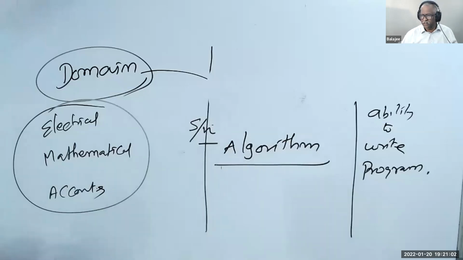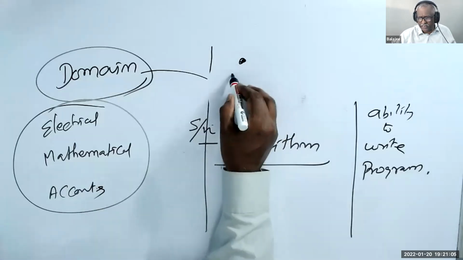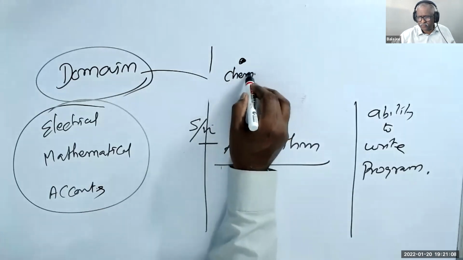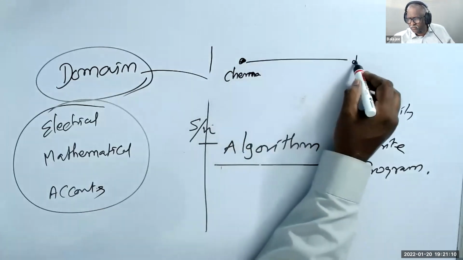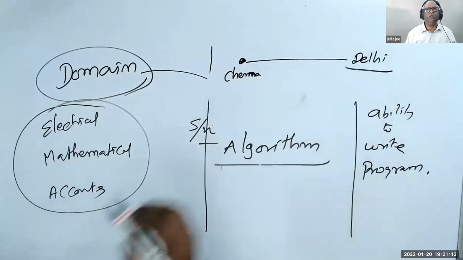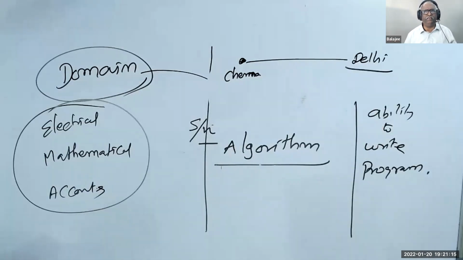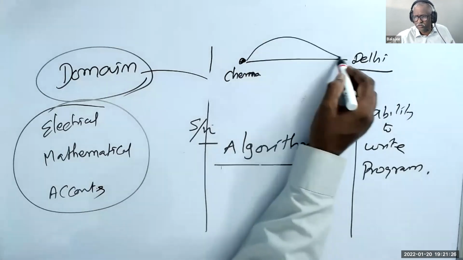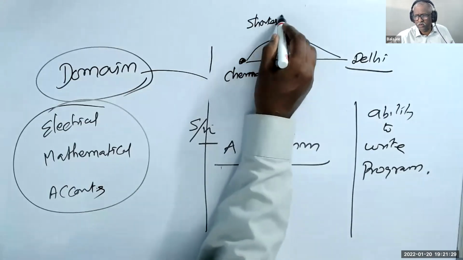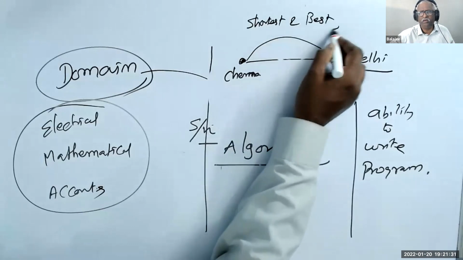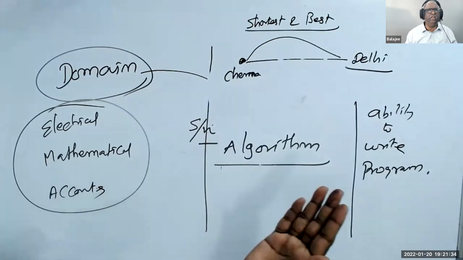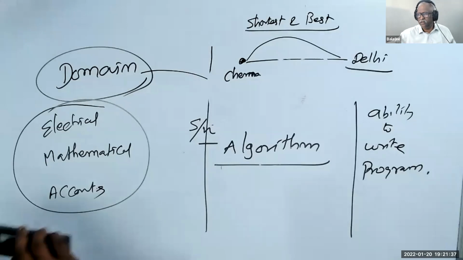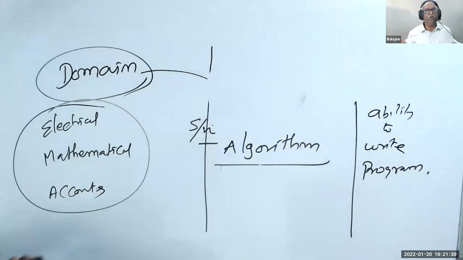Let us say you are starting from Chennai and you travel up to Delhi. Am I right? There can be n number of routes, but the one who finds the shortest and the best route will reach Delhi faster. Am I right? That is called an algorithm. An algorithm is to solve a problem.